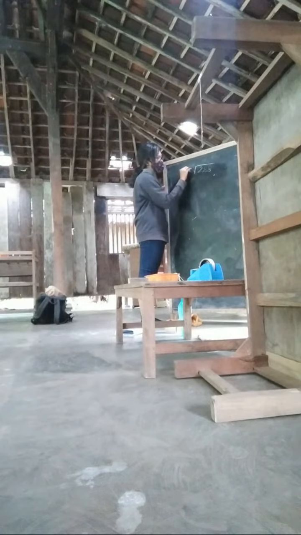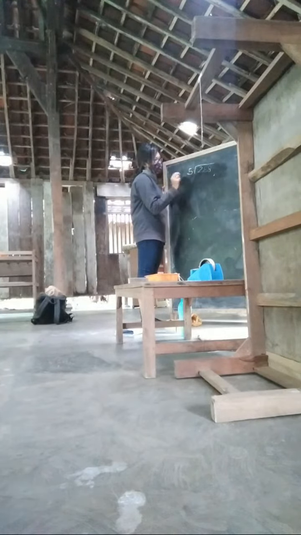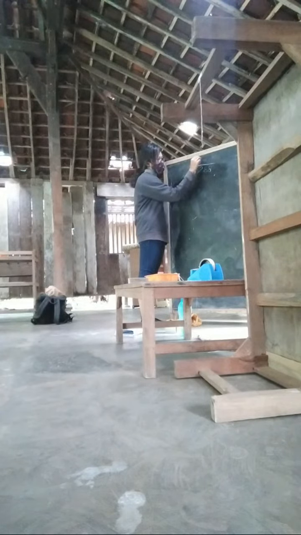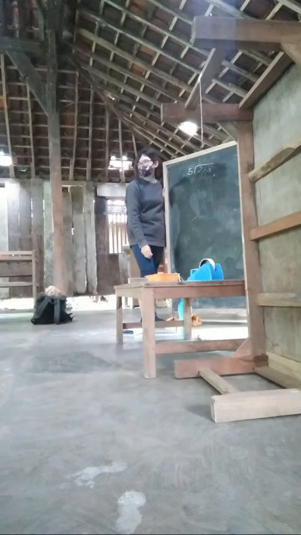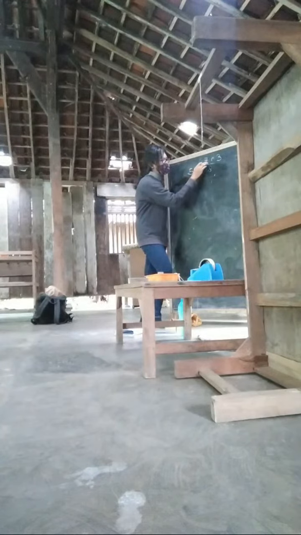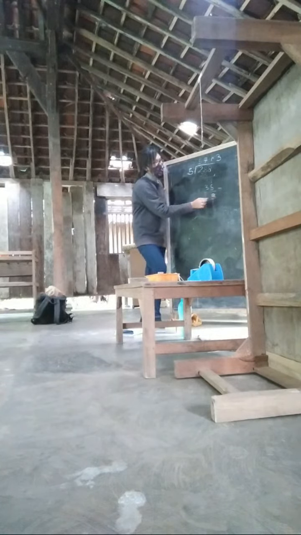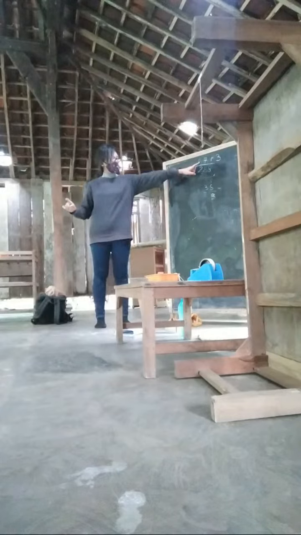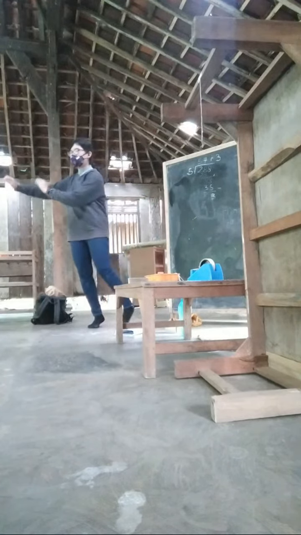288 divided by 5. What is your answer, Tisha? 57, best thing. Good job. Why do you know? Yeah, because 7 times 5 is 35, minus it. Okay, so write your answer on the last small box.